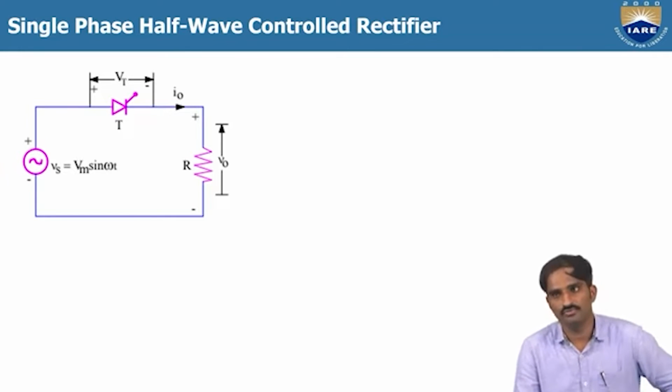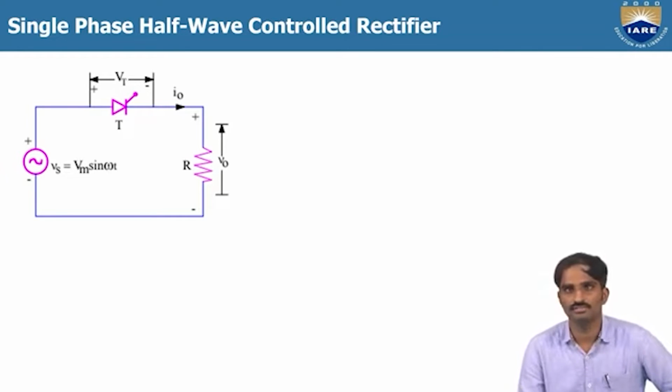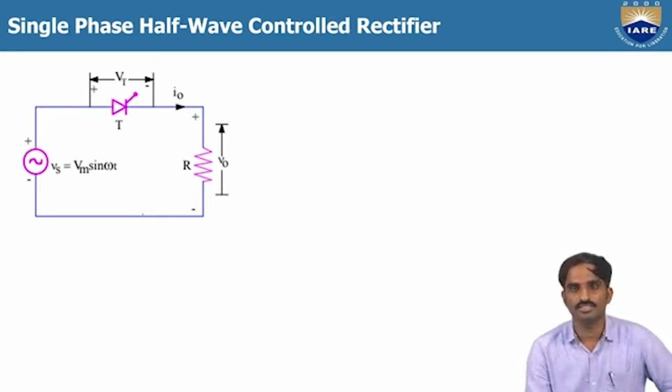The first topic that we are going to discuss is the single phase half wave controlled rectifier with R load. So this is the schematic diagram of the single phase half wave controlled rectifier. Here we have used only one thyristor, and the input is the AC supply, which we are considering as Vs, which is equal to Vm sin omega t, and the load is a resistive load.